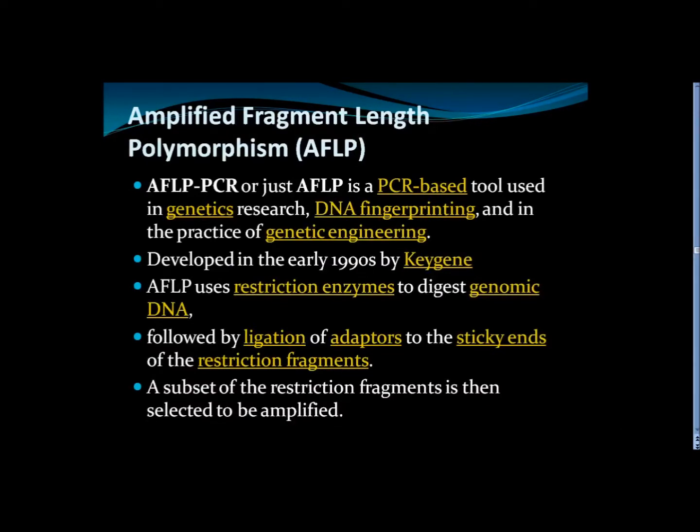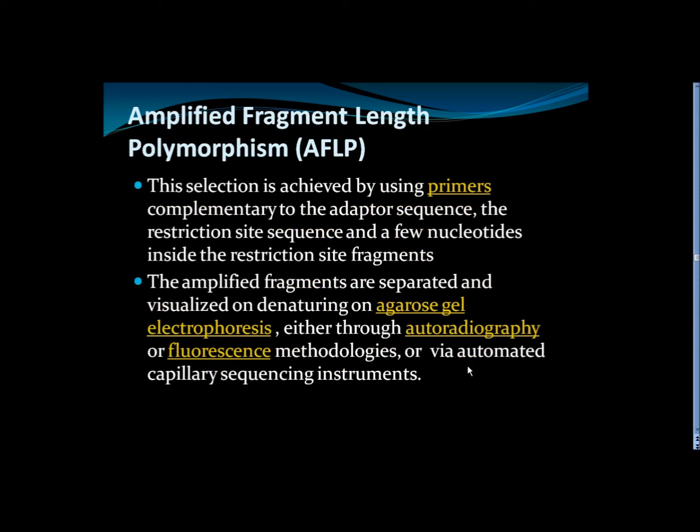Amplified fragment length polymorphism, in short, is called AFLP. AFLP is a PCR based tool used in genetics research, DNA fingerprinting, and also in genetic engineering. It was developed in the 1990s by Keijin. AFLP uses restriction enzymes to digest the genomic DNA, and the digested DNA is ligated with adapters at the sticky ends, and a subset of restriction fragments is then selected and amplified.